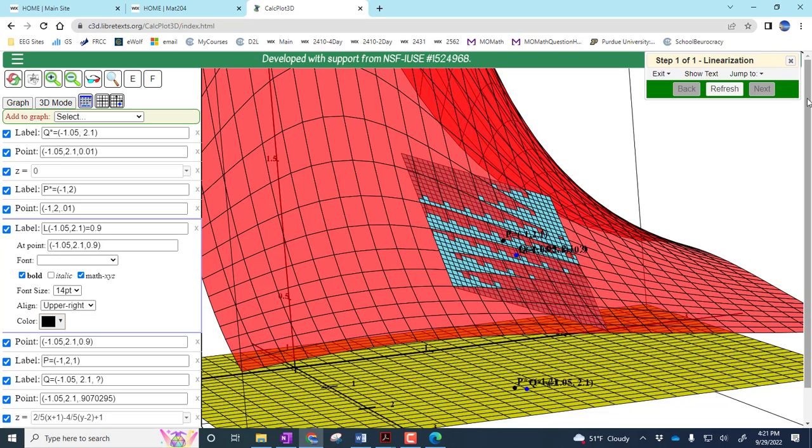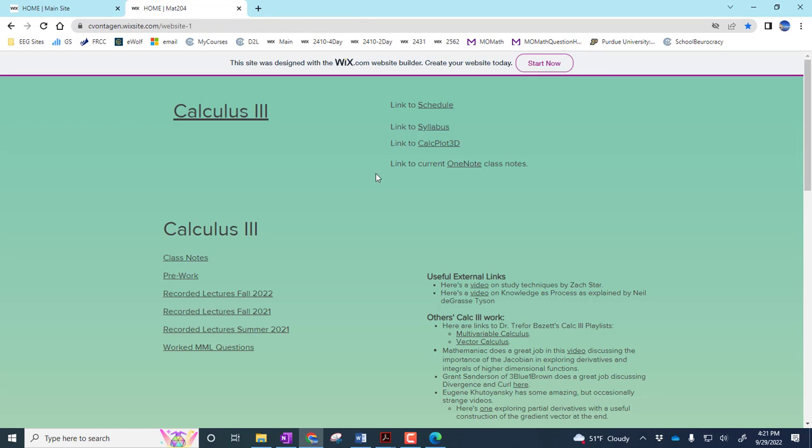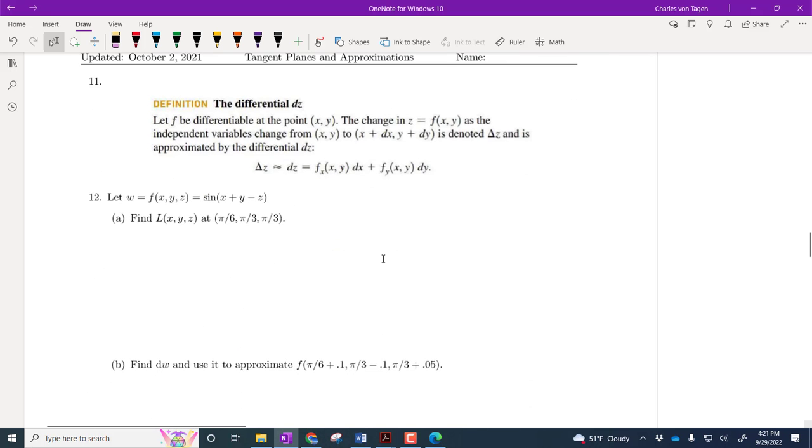Okay. Everyone see that, what we're doing? Do you have a sense of what we're doing with these linearizations? So it really is sort of a plug and chug problem, and I don't have a lot more to add to that.